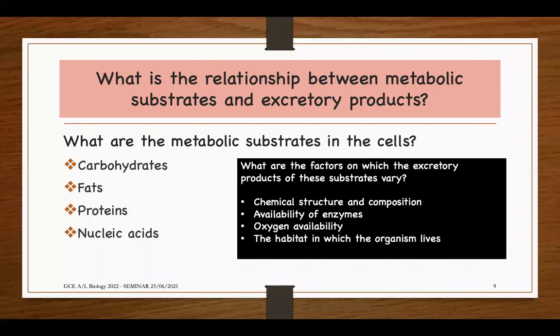So what are the factors on which the excretory products of these substances vary? There are 4 factors on which the excretory products of carbohydrates, proteins, lipids, and fats will vary: the chemical structure and composition of our metabolic substrates, the availability of enzymes in each and every organism, the oxygen availability in the environment, and the habitat in which the organism lives.